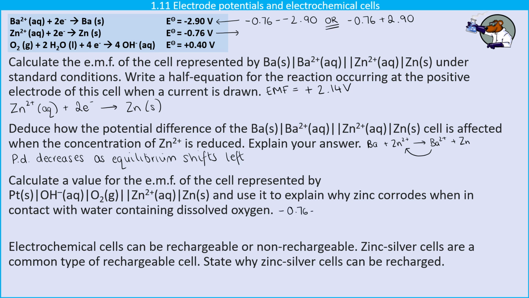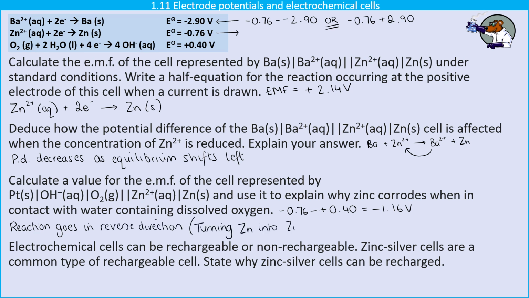So in this instance, that means we'd be doing minus 0.76 take away plus 0.40, which gives us a value of minus 1.16. Now, of course, the fact that that is a negative value means that that reaction would not happen spontaneously. So when you have zinc put in water that has oxygen dissolved in it, we don't have this reaction where more zinc metal is being made from zinc ions. In fact, the reverse is going to happen. So the reaction is going to go in the opposite direction and therefore break down zinc into zinc 2+ ions.